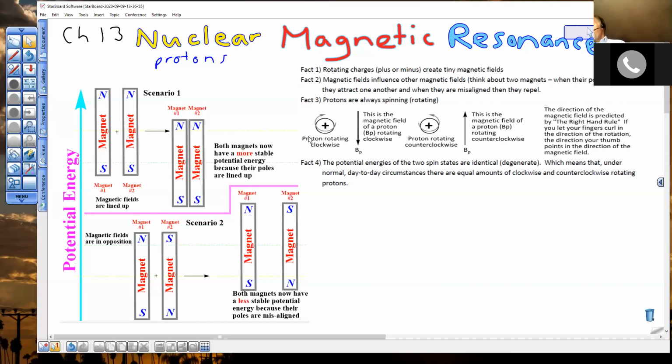Okay, now there's a field of science called electron spin resonance, ESR, and the only thing that reverses there is that you have to use your left hand to predict the direction of the magnetic fields. ESR is the analytical technique, and we will not focus any time on it other than the time I just spent now. All right, normally the potential energies of the two spin states are identical, and this is a way of saying energies are identical. We call it degenerate. Means under normal circumstances, there are equal amounts of clockwise and counterclockwise spins.